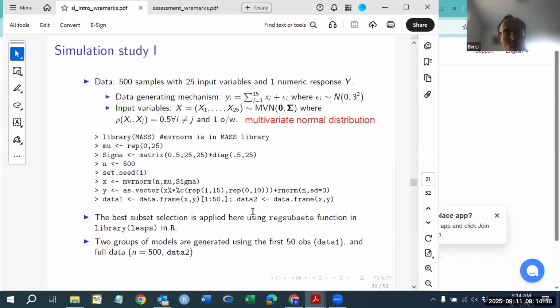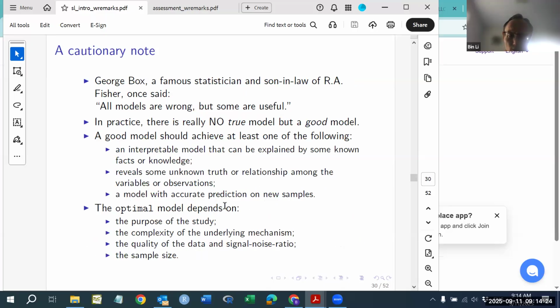So I will show you two simulations, and these two simulations will help you better understand what an optimal model is. There's a common misunderstanding that the optimal model is the truth, and that is not right. Optimal model, as I said last time, depends on the purpose of the study. What do we mean by optimal? For predictions or for interpretations, or what?